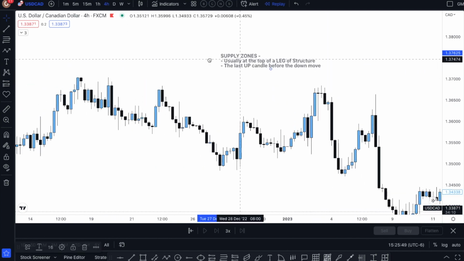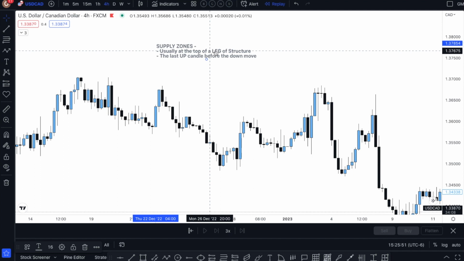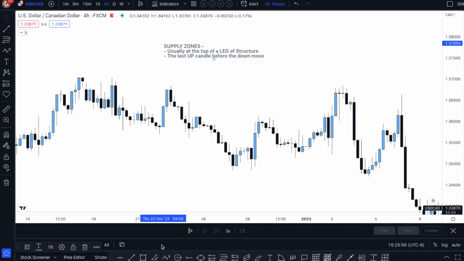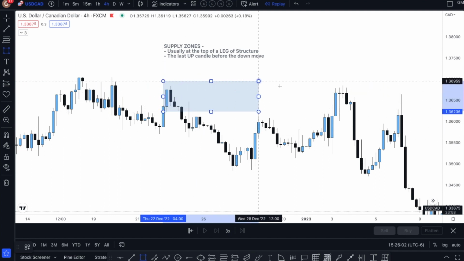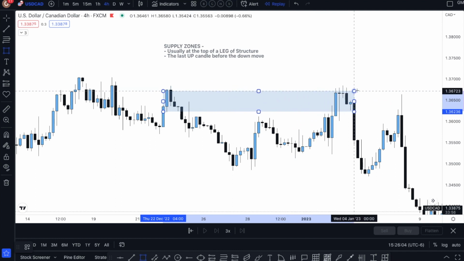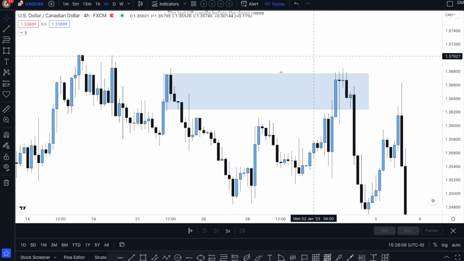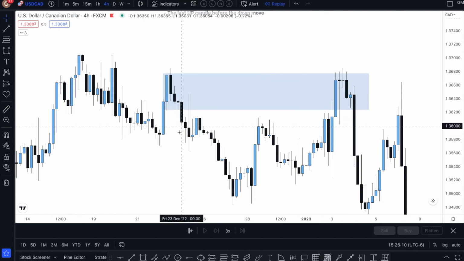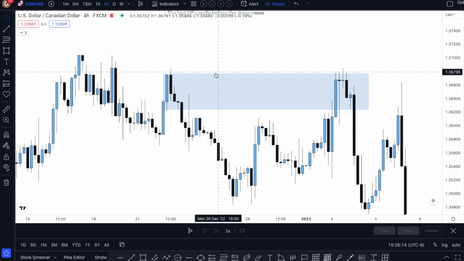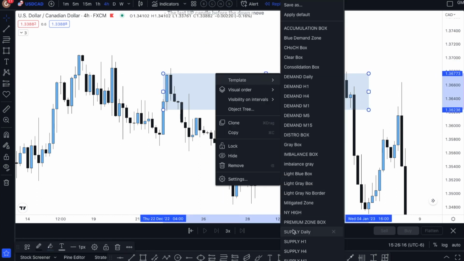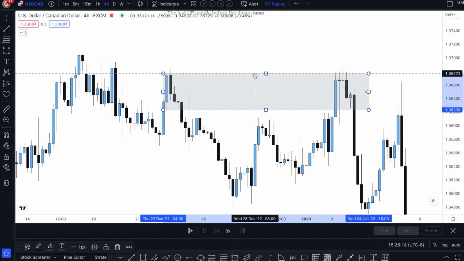So if we're looking at supply zones, it usually is at the top of a leg of structure, the last up candle before the down move. If we look at this candle here, this is the last up candle before the down move. We will mark up this entire area here. And as you can see, price dips off away from this area, then comes back to retest within this supply zone. Okay, let's go ahead and make the supply zone gray.